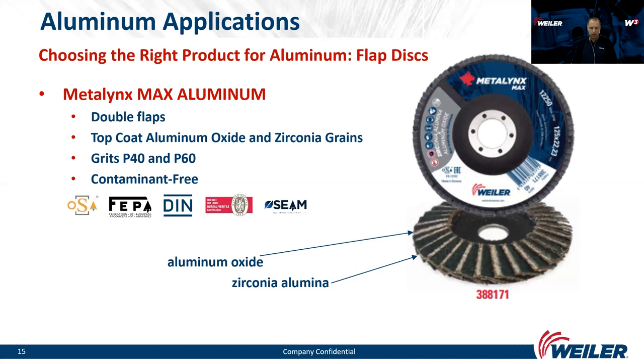Flap discs are made of two different flaps. One from the top-coated aluminum cloth and the second one from zirconium cloth. They are both the same size. We use grit size 40 and 60. And nevertheless, all our Metalinx Max aluminum flap disc products are contaminant-free.